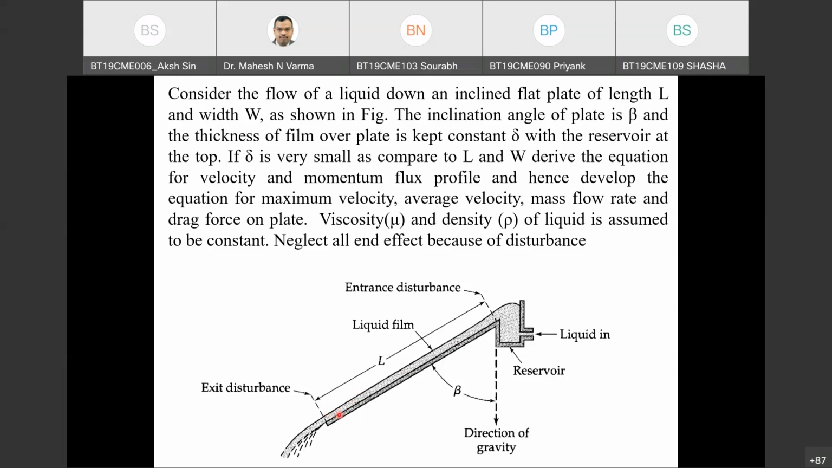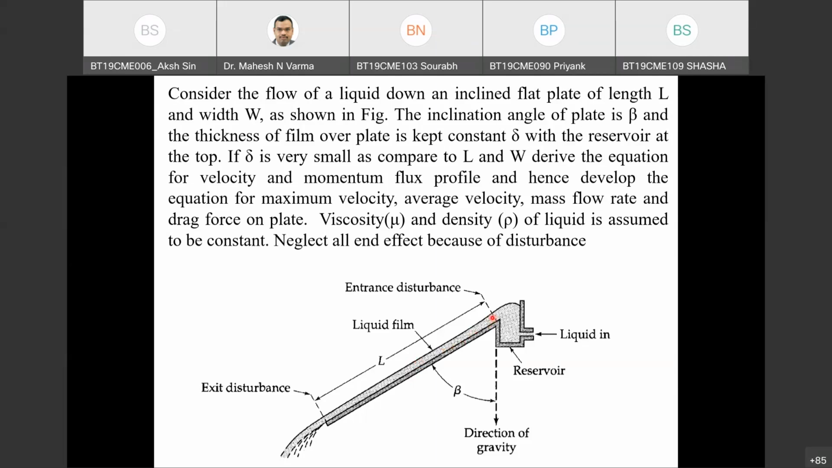So, sir, we have to find maximum velocity, average velocity. Yeah, it would be constant, right? That is, a gradient of velocity is there perpendicular to plate. Okay, sir. Gradient of velocity will be there perpendicular to plate, because here velocity is 0, here you have some velocity. Yes, sir. As I am moving away from the plate, velocity will increase.